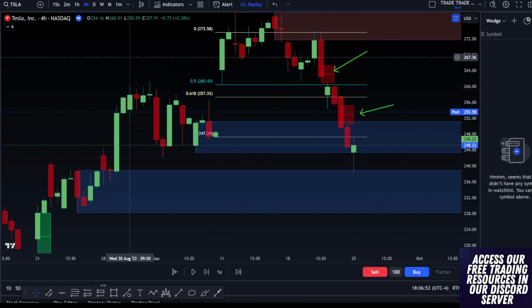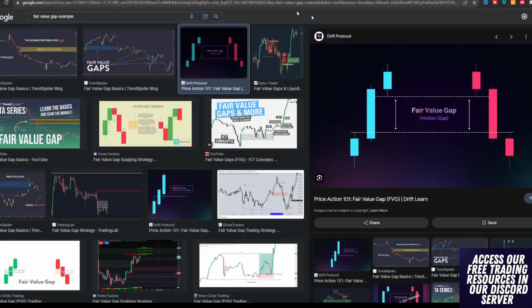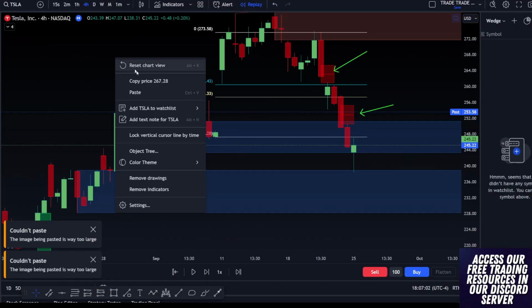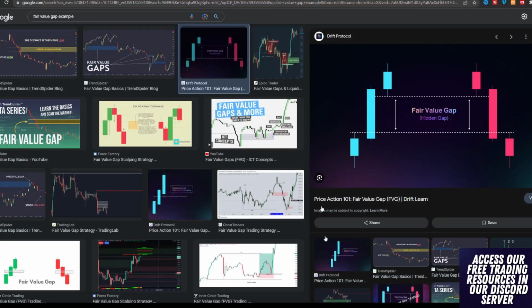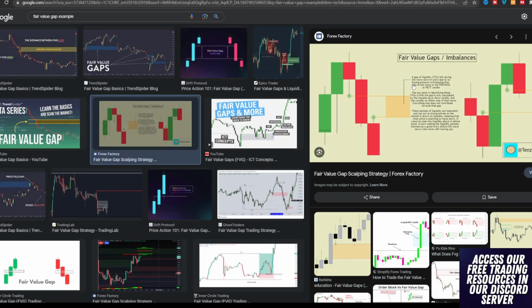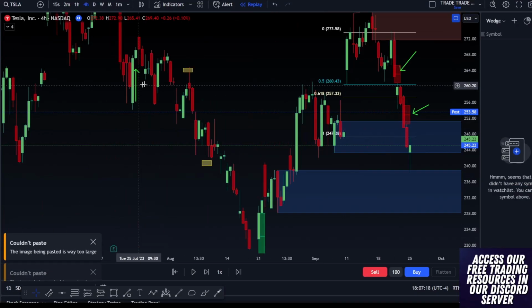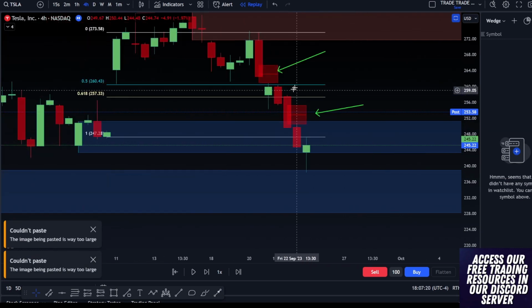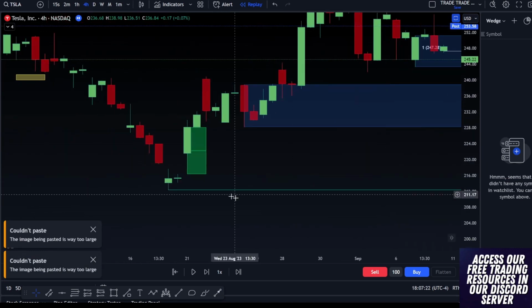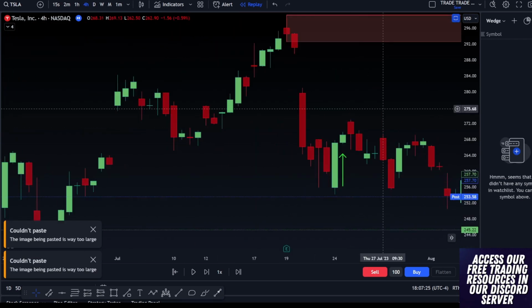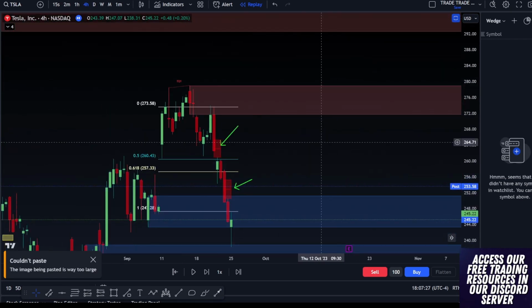Now when it comes to fair value gaps, let's just actually talk. Why can I not post that? It's just not allowing me to post it. Oh, the file's too large. All right, whatever. Let me get a better example. Okay, the hell? File's still too large. Okay. I'll just use this as an example. Let's pull this back. Oh, we're not going to have any fair value gaps that I really want to use in an example.